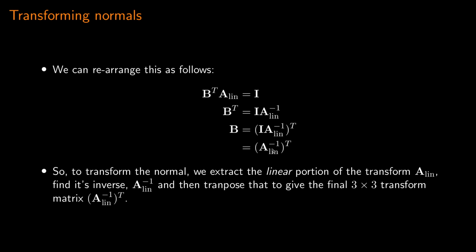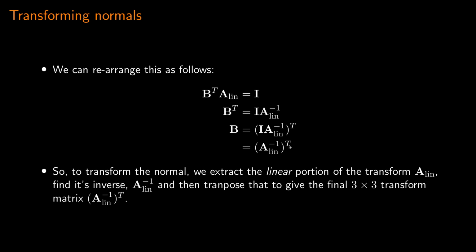And then, of course, we can rearrange that. So we can take b transpose a-lin equals I. We can rearrange that to be b transpose is equal to I times the inverse of a-lin, which then gives us that b is equal to the transpose of I times the inverse of a-lin. And, of course, the identity matrix times any matrix is simply the matrix that you began with, so that is simply a-lin to the -1 transpose.